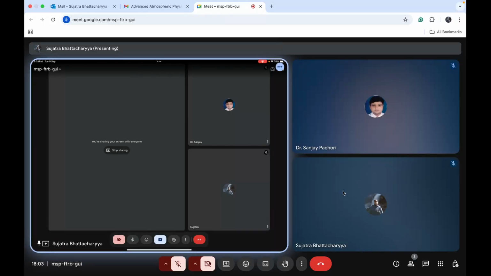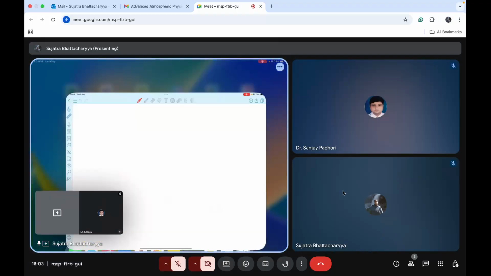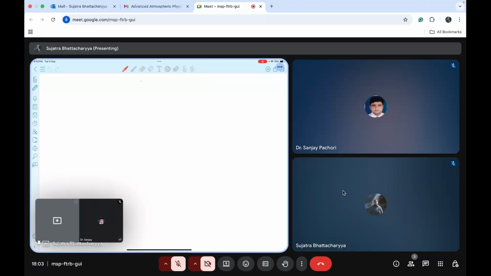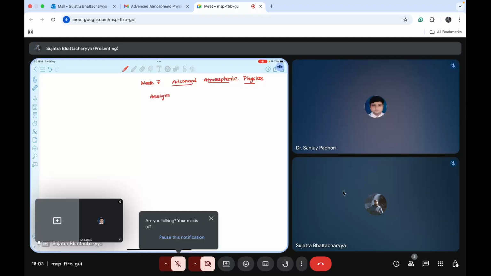Okay, let me start. So this is the seventh week problem solving for advanced atmospheric physics. So first thing which we will do is this. We will try to solve the assignment 6, and this is the first thing which we will do. Second is, we will go for the week 7 contents.